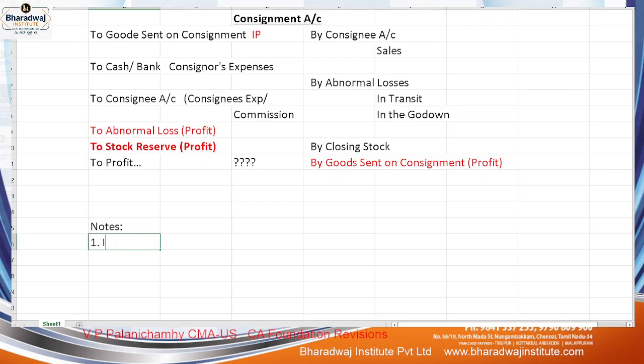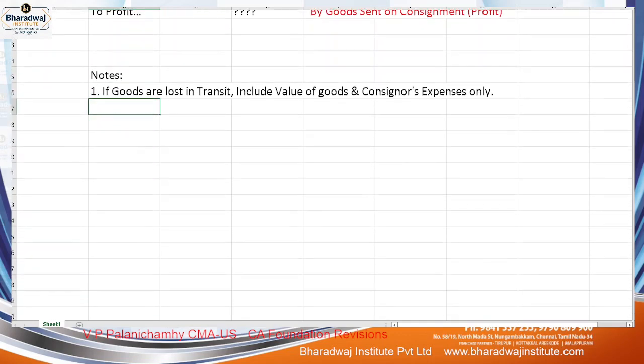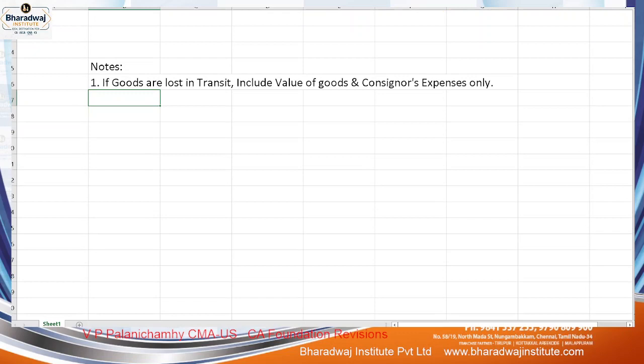Number one. If goods are lost in transit, while on the road, include the value of goods, that is, the proportionate value of goods, and the consignors expenses only. If goods are lost in transit, include the value of the goods and which one? Consignors expenses only.